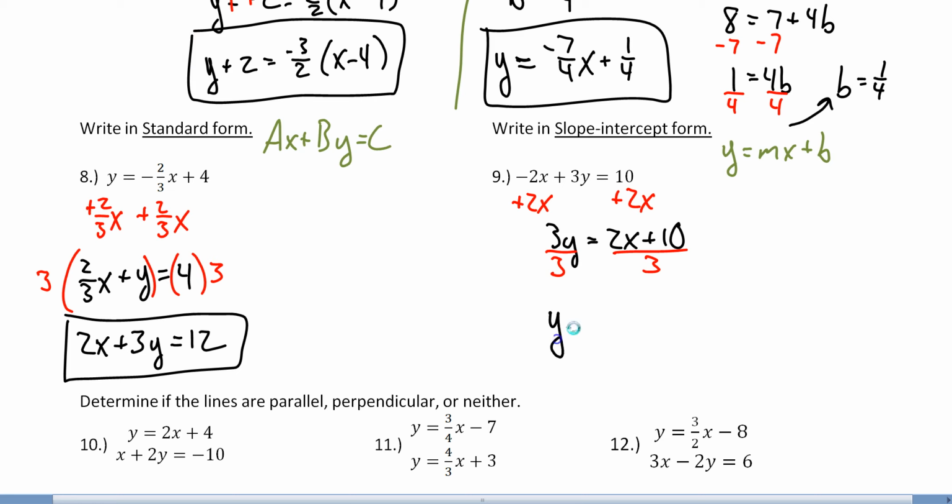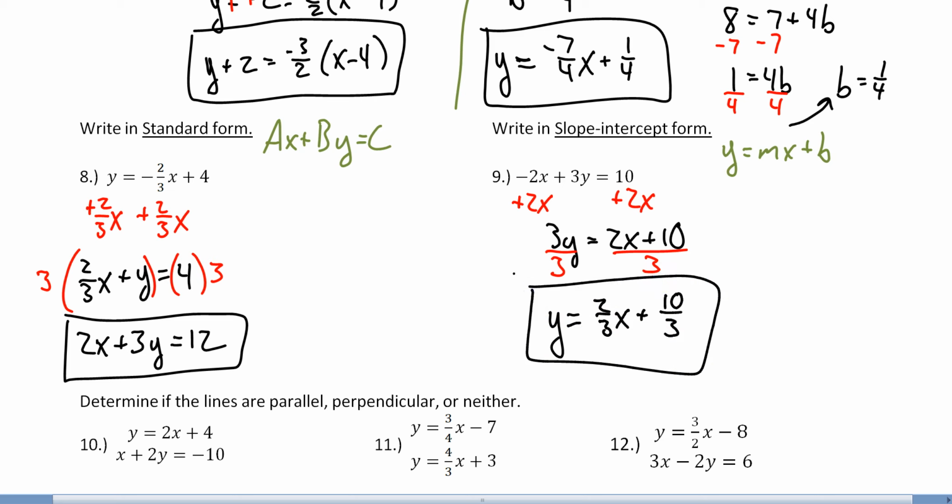So over here I'm left with y. Over here I have to utilize my distributive property. Even though I can't really reduce either of these, I still distribute 2 divided by 3 as a 2/3 x. And then 10 divided by 3, I'm just going to leave as 10 over 3. And that's it. This is in slope-intercept form. I have my slope, I have my y-intercept. Okay?